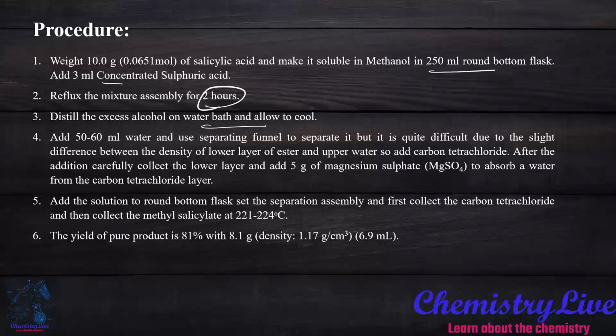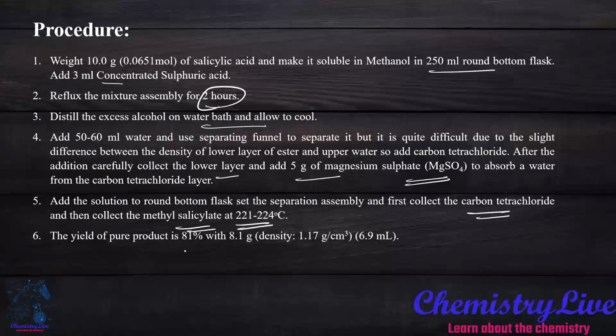After the addition, carefully collect the lower layer and add 5 gram of magnesium sulfate to absorb the water from that carbon tetrachloride layer. Add the solution to a round bottom flask, set up the distillation assembly, and first collect the carbon tetrachloride and then collect the methyl salicylate at 221 to 224 degrees centigrade.